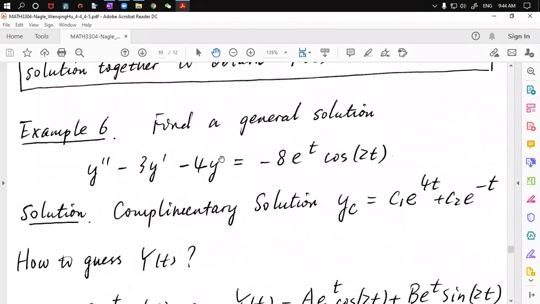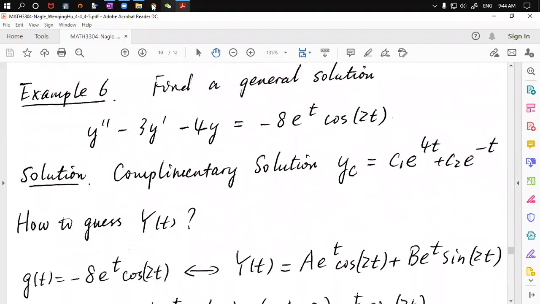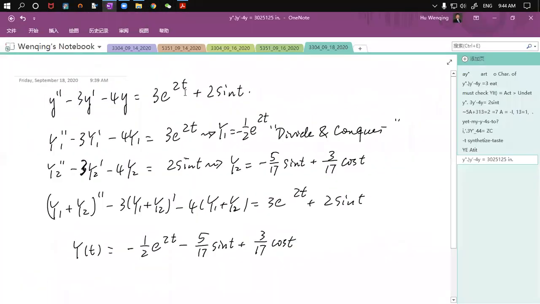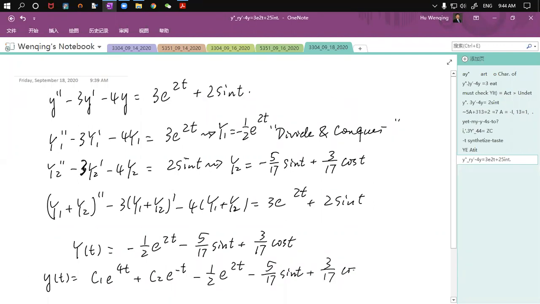So here's a nice example. But for the previous example, one last thing is that this is only a particular solution. If you want the general solution, you should add C1 e to the power 4t plus C2 e to the power minus t, and then minus 1/2 e to the power 2t, minus 5/17 sine t, plus 3/17 cosine t. That would be the solution. Is that good for everybody?